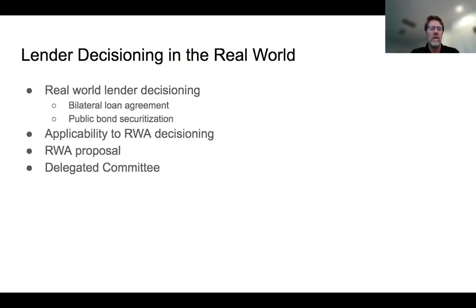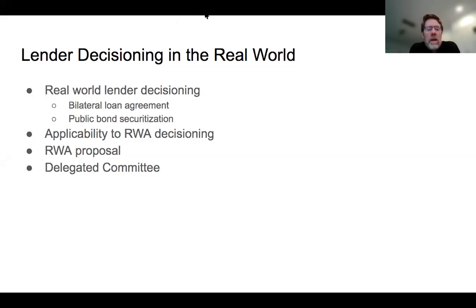Here we go. So let's talk a bit about lender decisioning in the real world. What's out there, how are things done, what might we learn or not learn. First I want to talk about a couple different lending structures. First, you have a simple bilateral loan, like a bank makes a loan to a company. Let's talk about how they make decisions in that framework.